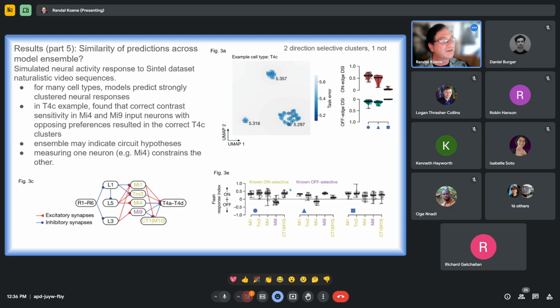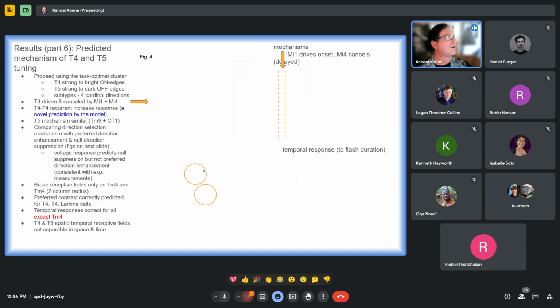And figure 3E, the remaining figure here, shows that measuring one of those input cells constrains the other. So basically, in the case where you know MI9, then you can predict what MI4 is doing. If you know MI4, you can predict what MI9 is doing. They're taking opposite purposes here. So what they conclude from that is that ensemble clustering might be useful to form circuit hypotheses. And that's where they go in the next part of this.